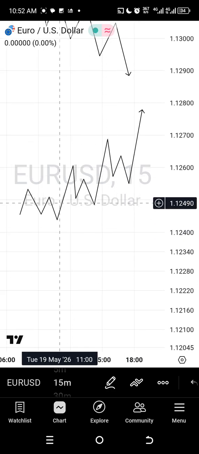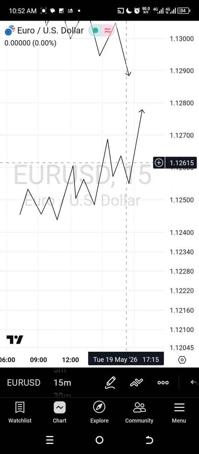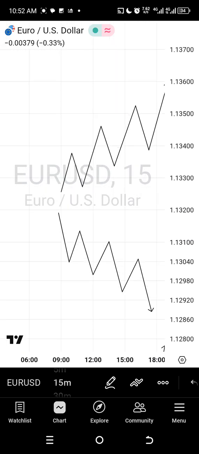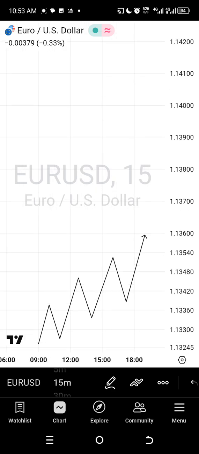You always see it as choppy as you see it like this. You will not see it as clean and as perfect as you see it here. You won't see it like that.